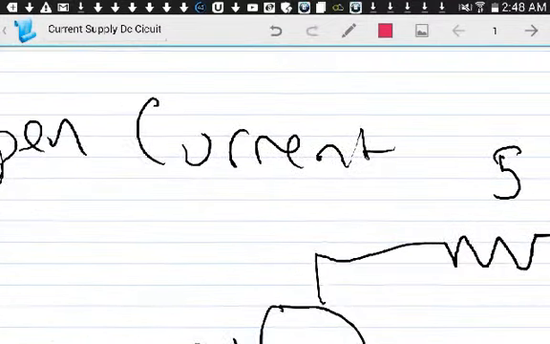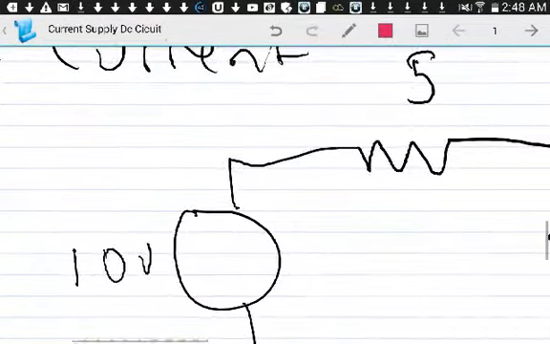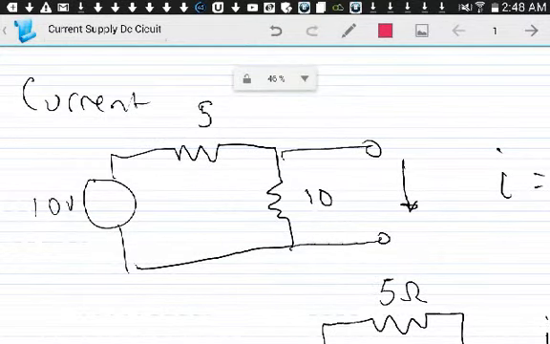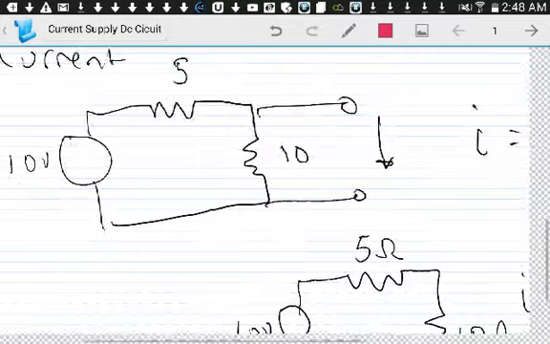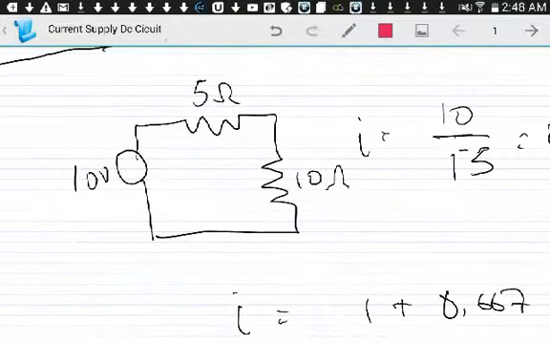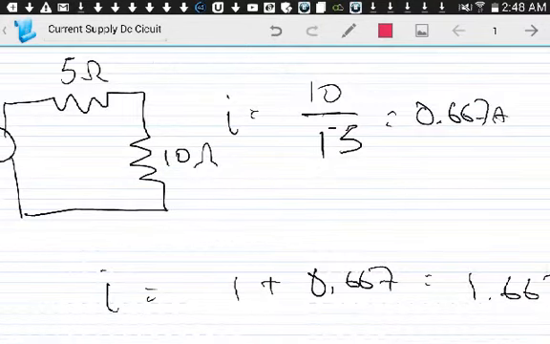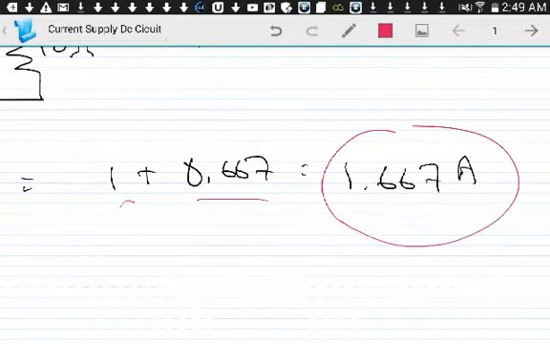Okay, the other part was taking out the current source, which you make it an open circuit, which is the circuit here. And with that, you're solving for the current. With that open, you have a series circuit. So to get the total resistance is 5 plus 10, which is 15. 10 divided by 15, 0.667 amps. Now you combine those two, you get 1 amp plus 0.67, and that's your total current using superposition.